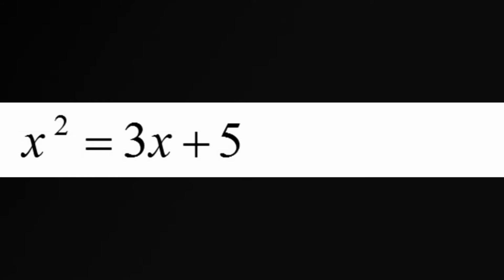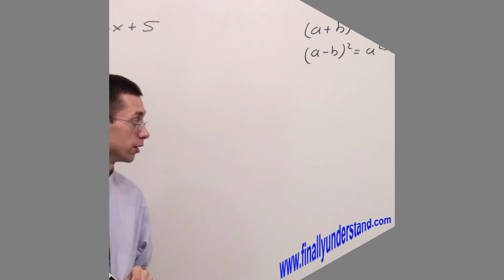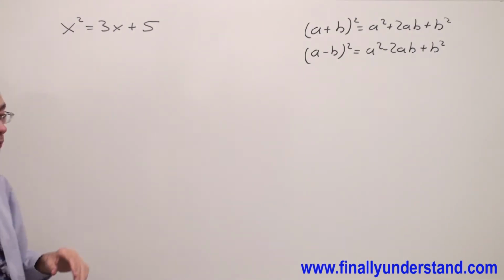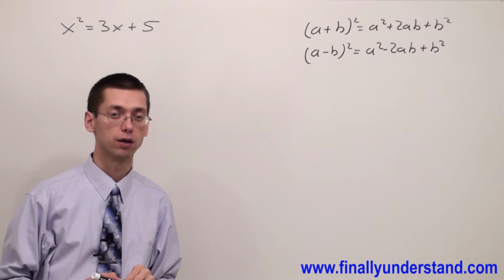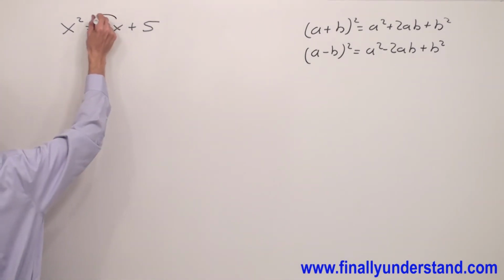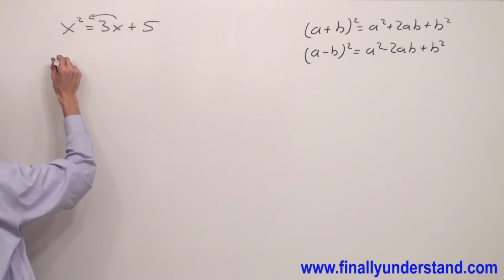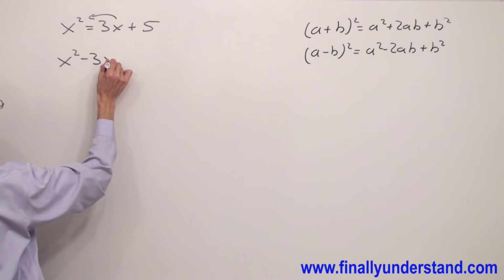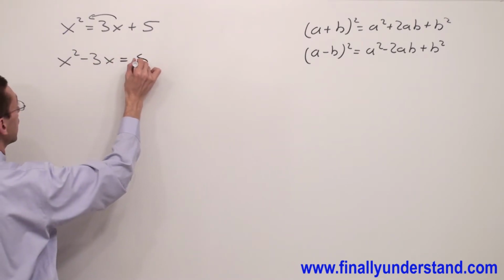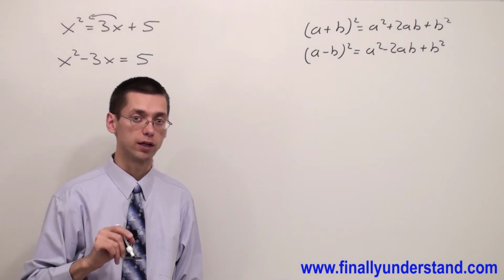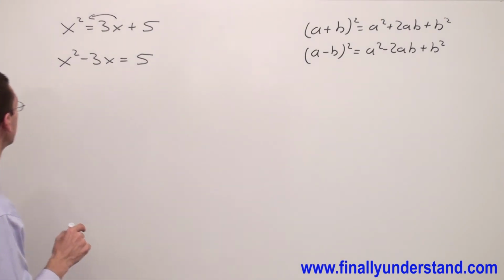We have another example on the board. Again, we have to make sure that the second degree term and first degree term are going to be placed on one side. I'm going to move 3x to the left side, and I have x squared minus 3x equal 5.